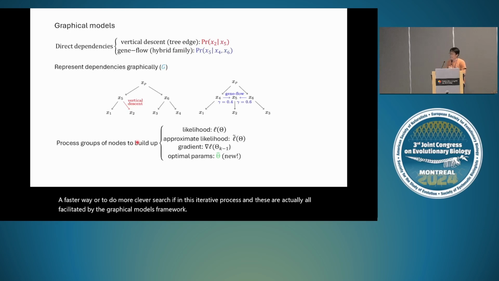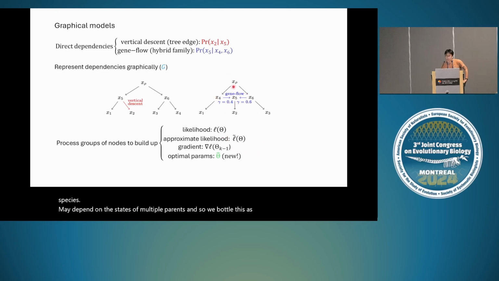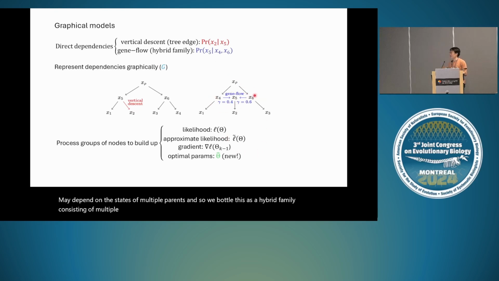So in a nutshell, the graphical models framework starts with identifying direct dependencies among the variables we are modeling. For example, in the case of vertical descent, the trait of the species depends directly on that of its parents, and you can model this relationship graphically by a single edge. But in the case of gene flow, the trait of the species may depend on the states of multiple parents, and so we model this as a hybrid family consisting of multiple edges into a child node.